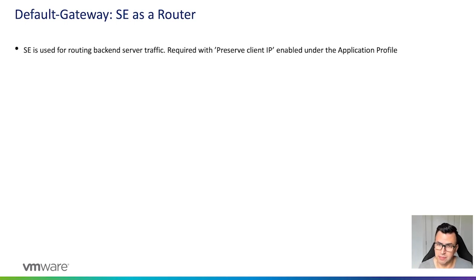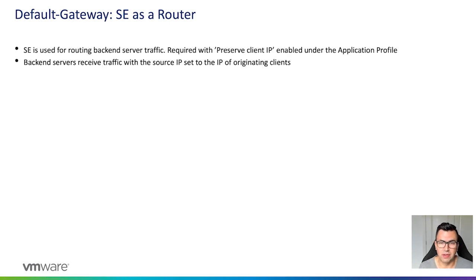Now, this preserved client IP is enabled under the application profile. If you want to use a preserved client IP, you have to think that the IP information of the sender is going to be received directly by the backend servers. In order for them to reach back to the client, they have to send it to the SE.